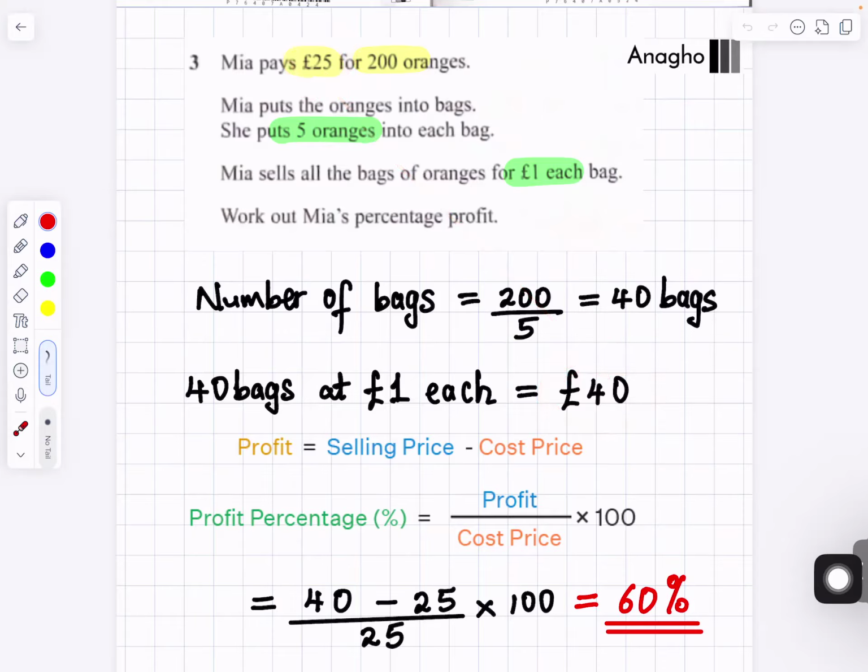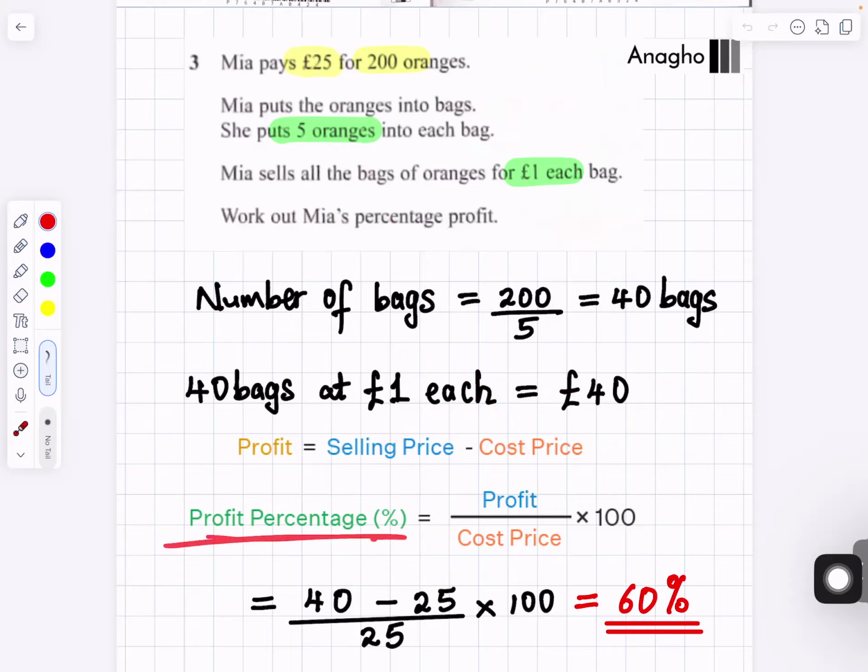Now in business, we have something called percentage profit that you work out. So what's her profit? The selling price minus the cost price. Those who do economics and commerce know this. She sold it for £40, that's the selling price, and her cost price, she bought it for 25. So 40 minus 25 gives you the profit.